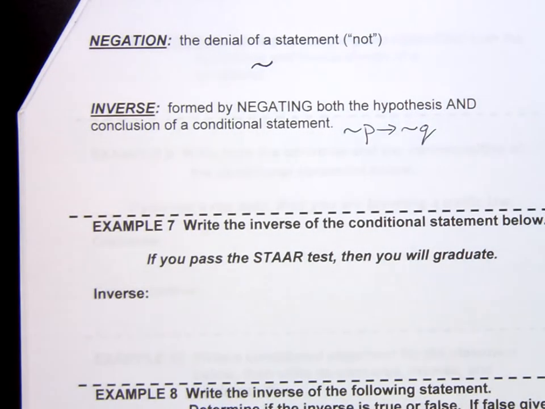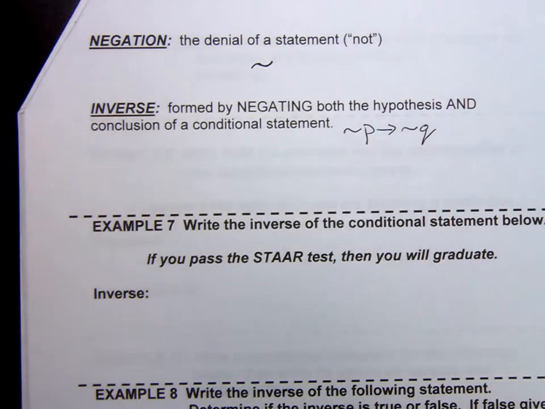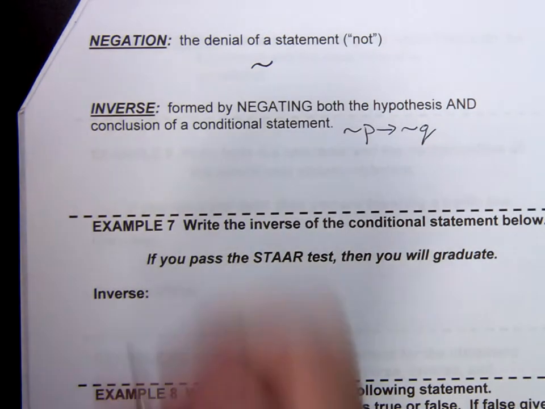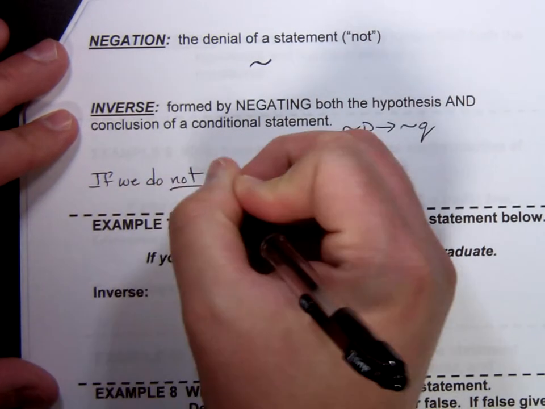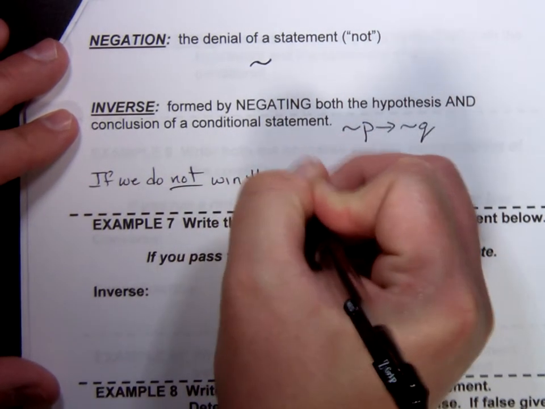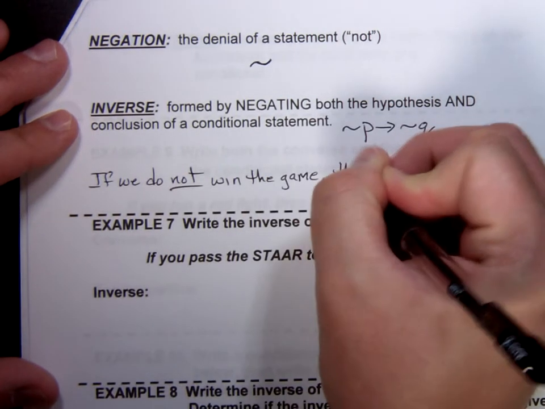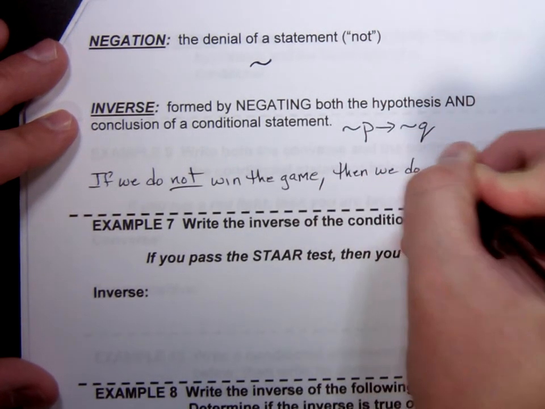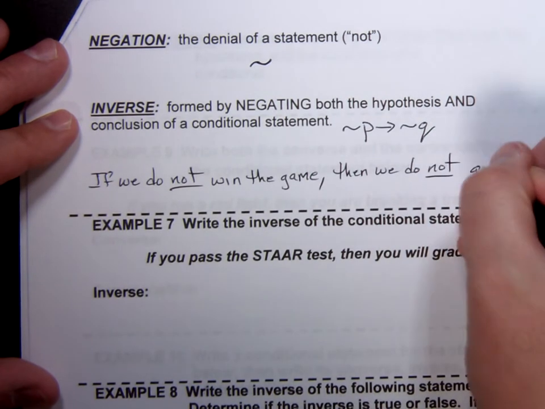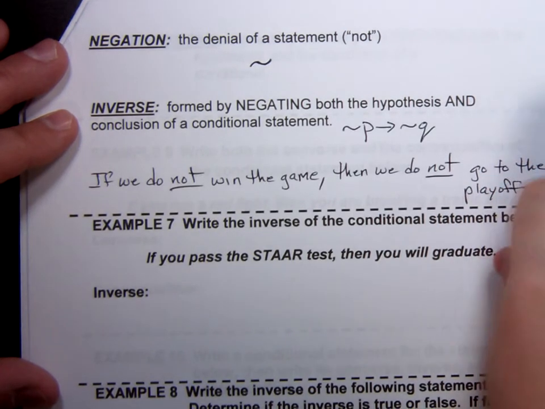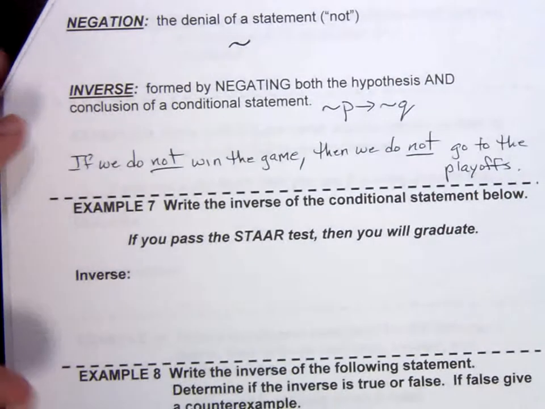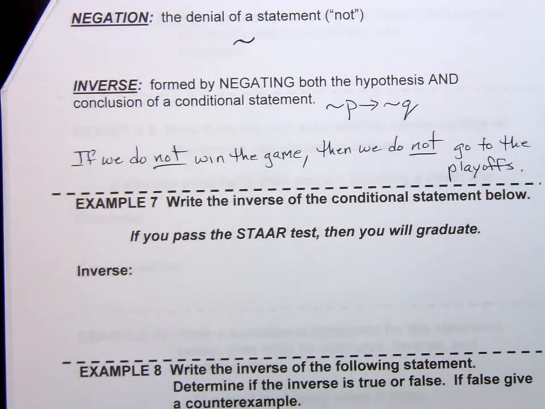So if I go back to my original example, my original conditional statement was if we win the game, then we will go to the playoffs. So the inverse of that statement would be if we do not win the game, then we do not go to the playoffs. So it's basically the exact same as the original statement, but with the word not added into both the hypothesis and the conclusion. We've added those negations in.